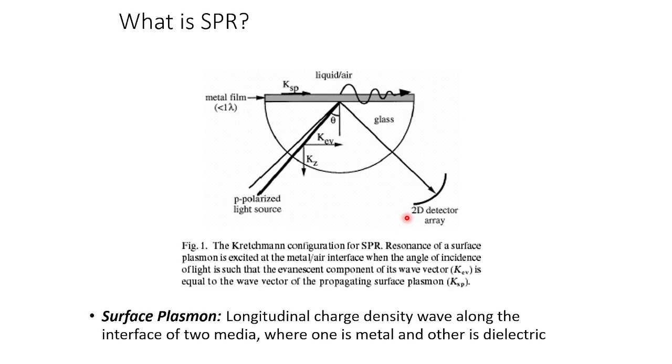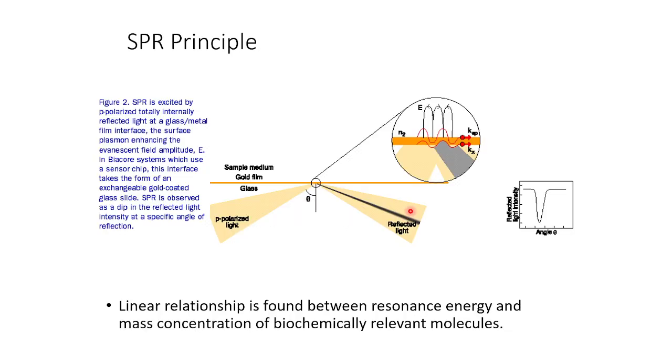the SPR, the surface plasmon resonance. A surface plasmon is the longitudinal charge density wave along the interface of two media, where one is a metal and the other is a dielectric. So what is the principle behind SPR? SPR is excited by plane polarized, totally internally reflected light at the glass and metal film interface that you see over here, the orange line. The surface plasmon enhances the evanescent field amplitude, E.